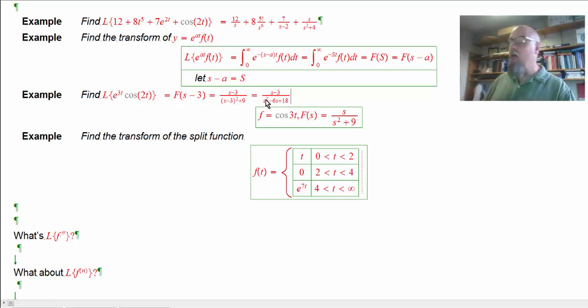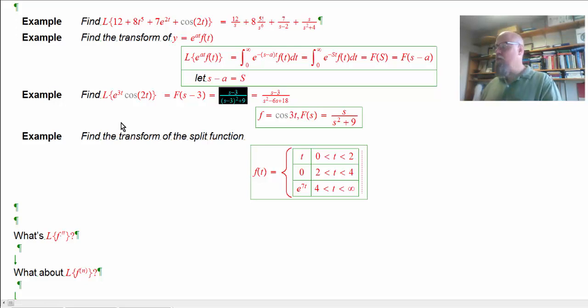How would I go backwards? I would have to complete the square on the bottom, complete the square in the denominator, get back to this stage, and then recognize, oh, that looks like this s over s squared plus 9, except everywhere there's an s minus 3, so it must be the shifted function, so someone must have transformed the e to the 3t times the cos 3t.